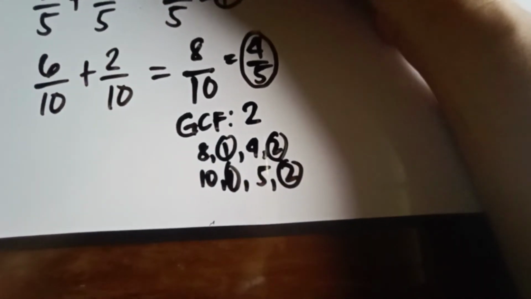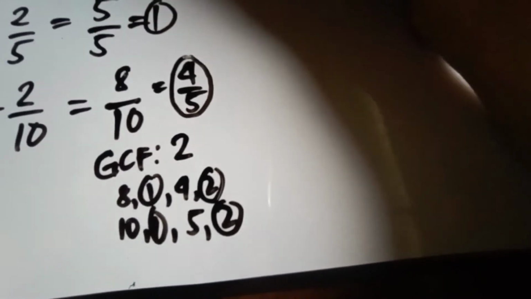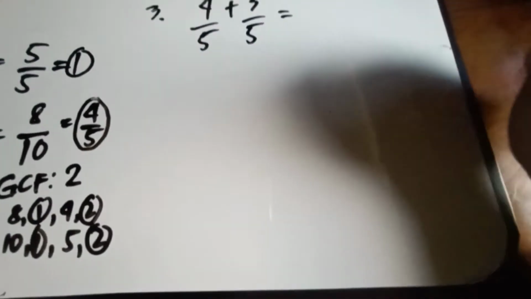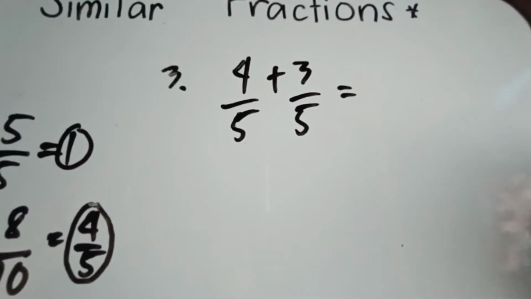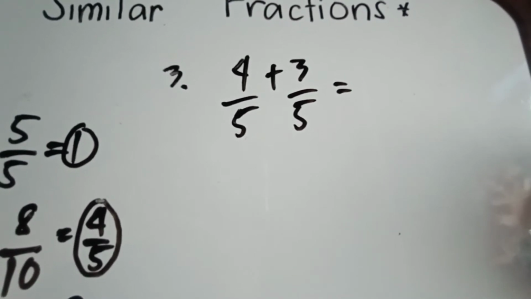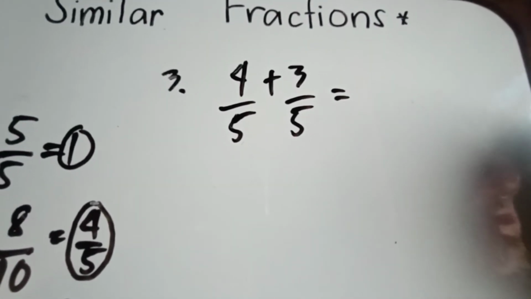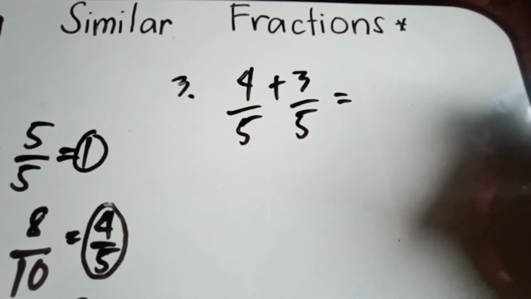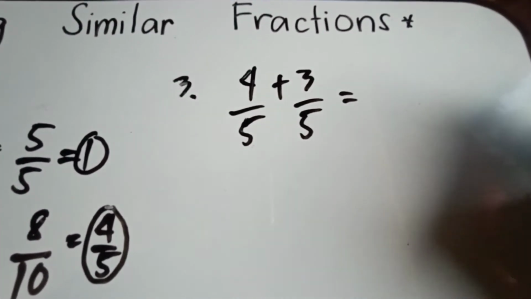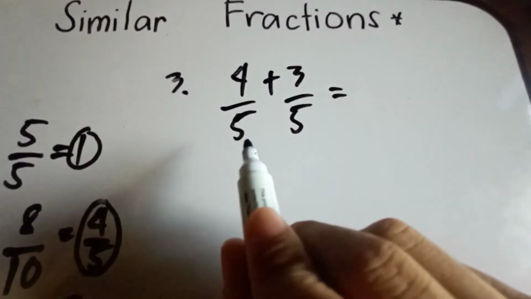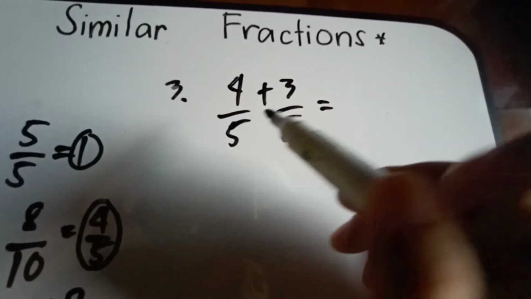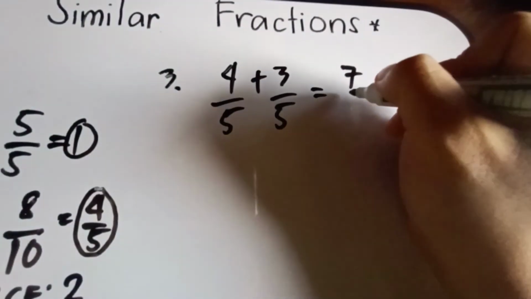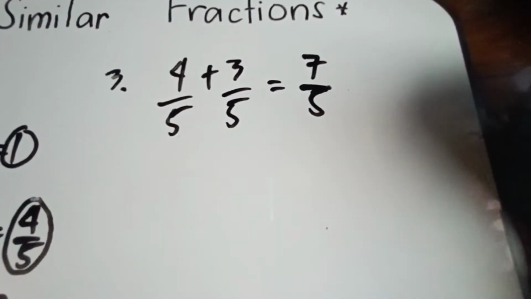Okay, number 3. Let's try 4/5 plus 3/5. Try to look at the given fractions. So we are going to add 4/5 and 3/5. Again, keep in mind that in adding similar fractions, the first thing to do is to add the numerators. The numerators here are 4 and 3. So 4 plus 3 is equal to 7. Then step number 2, just copy the denominator. Then again, try to check the answer.